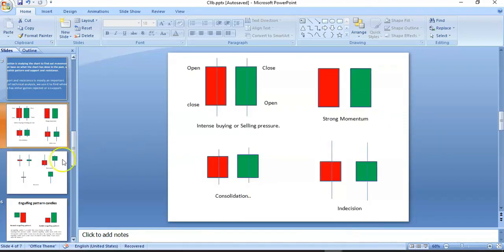Alright, so we have seen the momentum candles, the consolidating candles, and the indecision candles. Whenever you are trading price action and you see these candles pointing out, you know what they signify and the action you are likely to take for each of them.